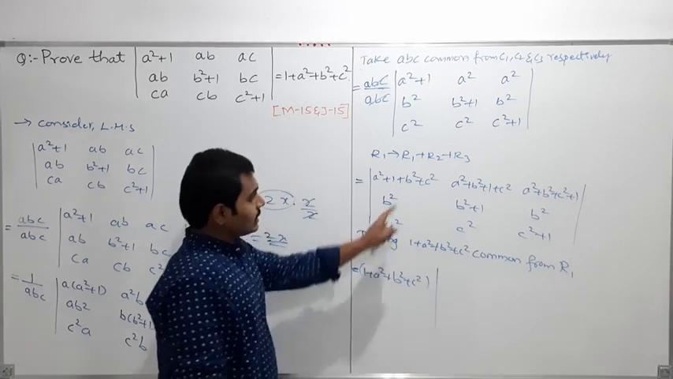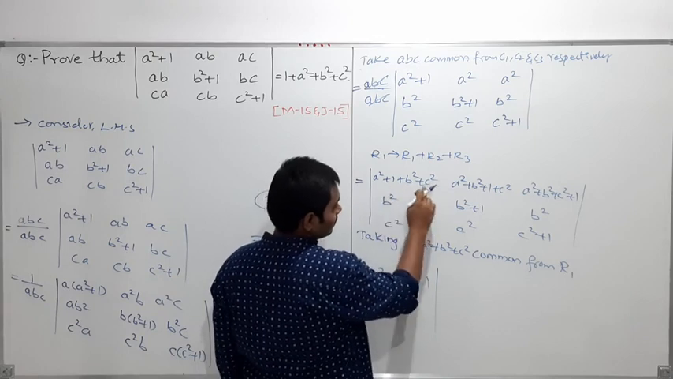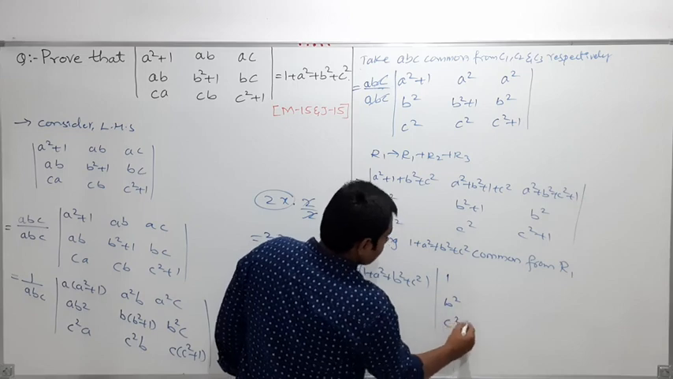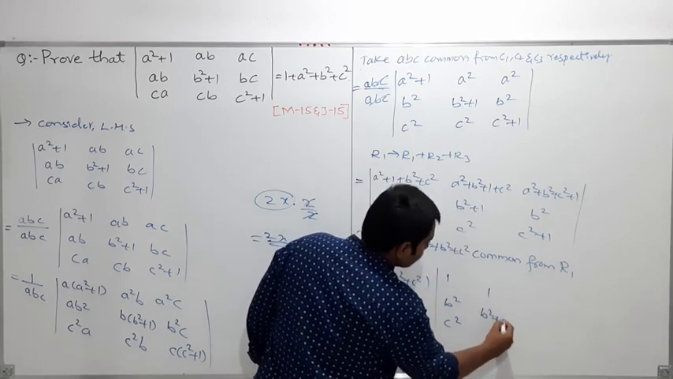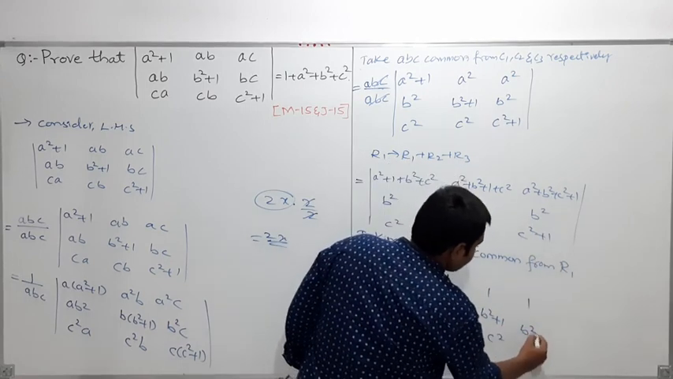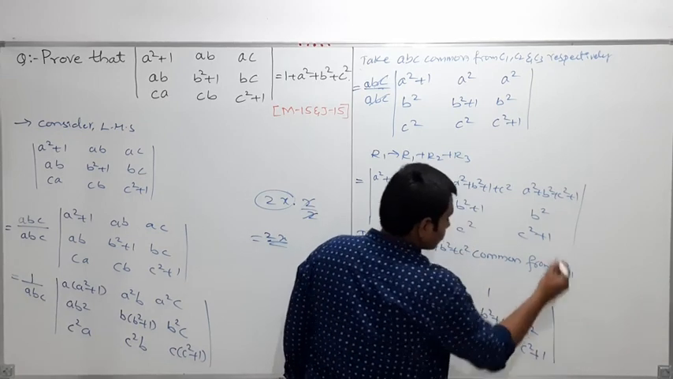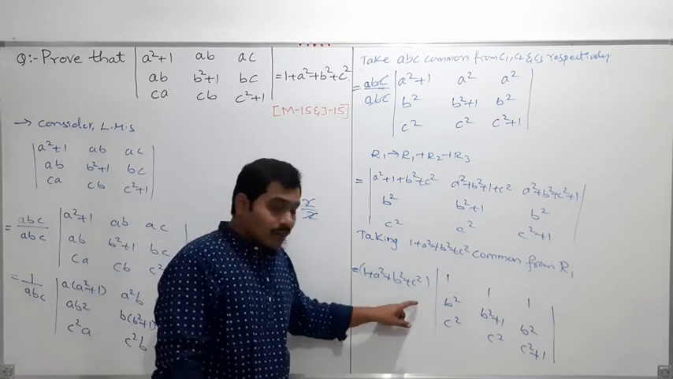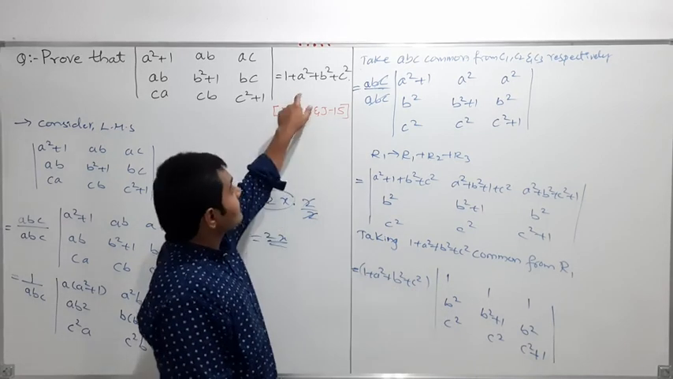And now what is the element remaining inside the bracket? Everything is common here, I am taking 1 plus a square plus b square plus c square. It means 1 is remaining, and b square, c square remain as they are. And here also 1 is remaining, and the remaining elements are as they are, b square plus 1, c square. And here also 1, and remaining is b square, c square plus 1. Clear?